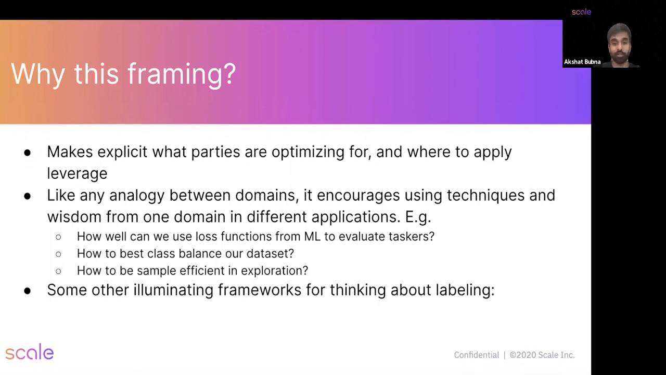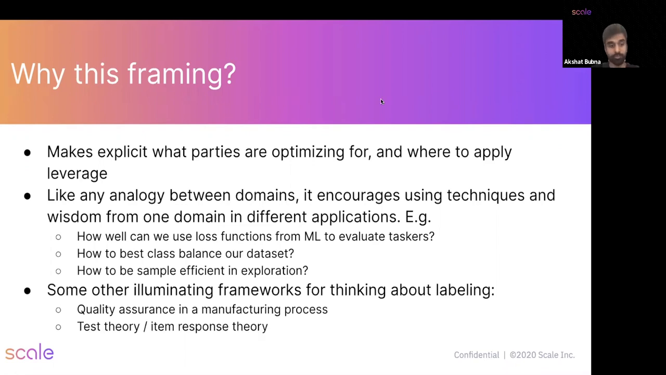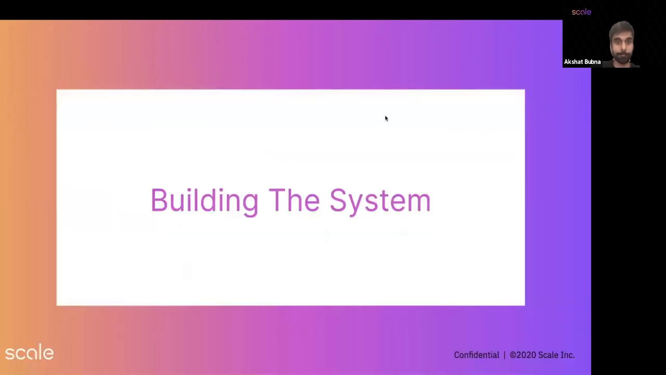And of course, it's not the only framework for thinking about labeling. Some other popular ones are thinking about quality assurance in a manufacturing process. A lot of these problems have been solved before in industry manufacturing when you're trying to get a high quality product. How do you sample things efficiently? How do you make sure people are calibrated and so on? One other interesting one is item response theory or test theory, which allows you to think about how do you actually assess what different people in your system are good and bad at.